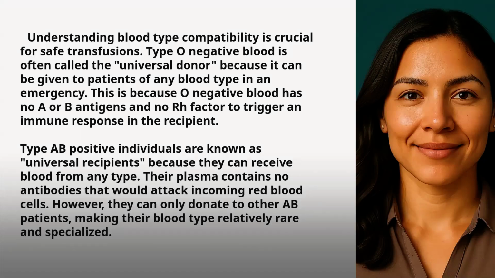Type AB positive individuals are known as universal recipients because they can receive blood from any type. Their plasma contains no antibodies that would attack incoming red blood cells. However, they can only donate to other AB patients, making their blood type relatively rare and specialized.